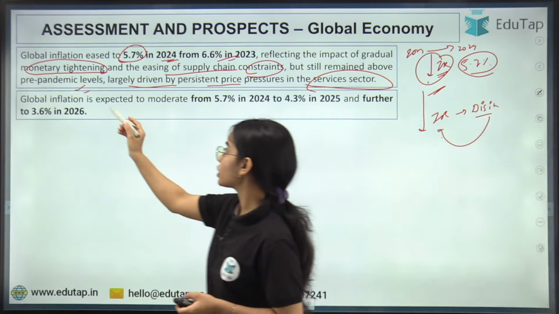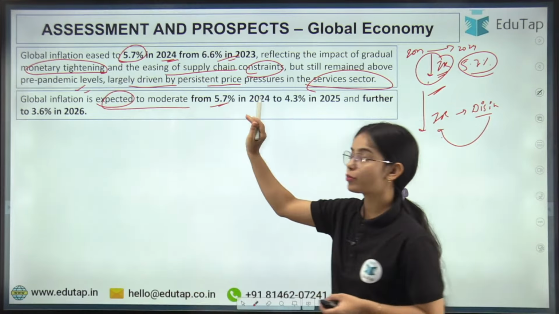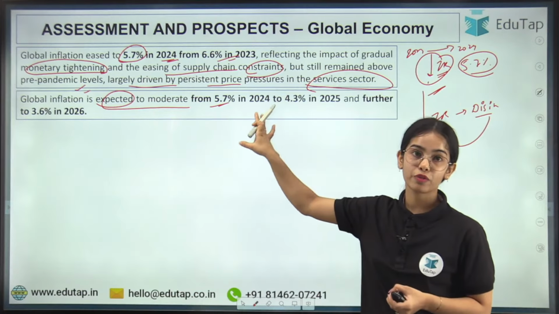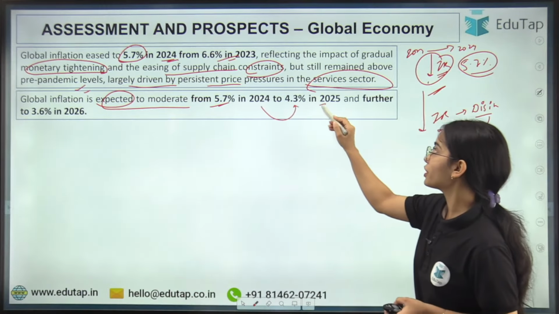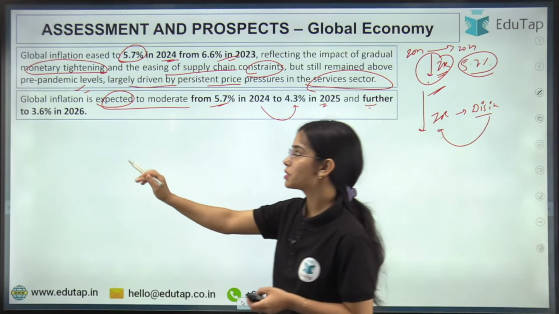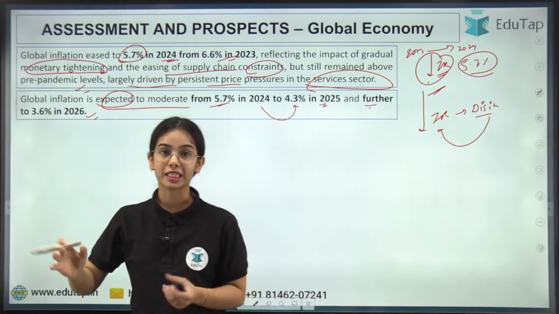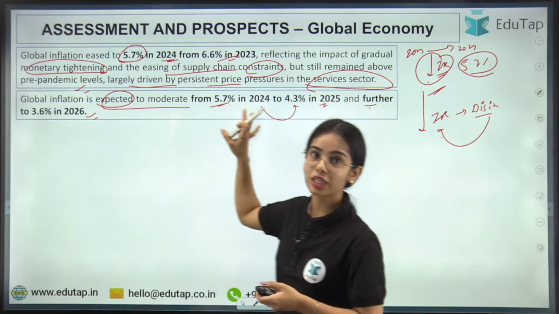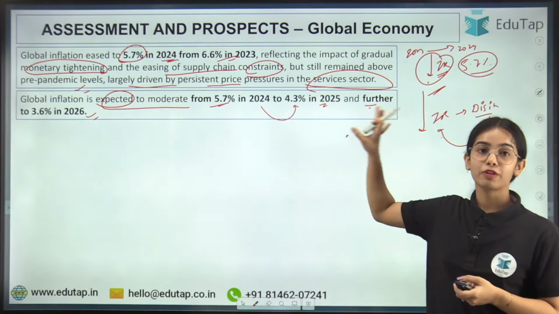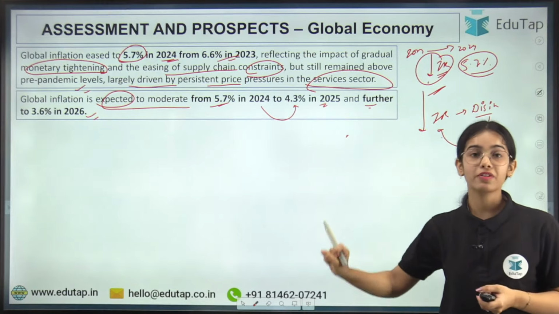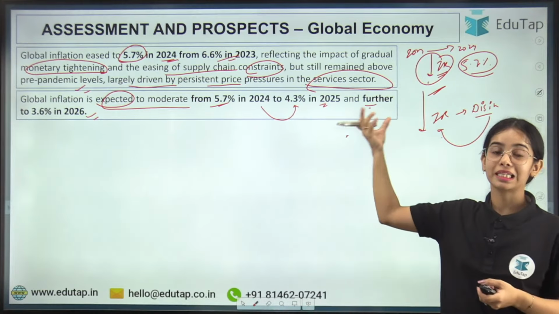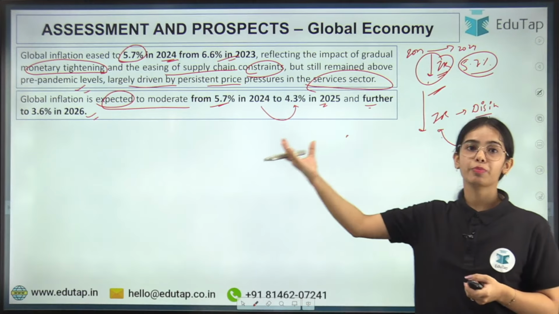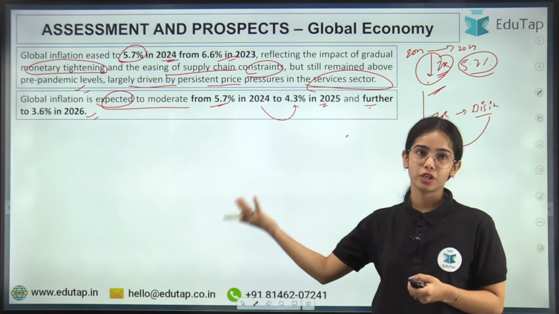Global inflation is expected to moderate from 5.7% in 2024 to 4.3% in 2025 and further to 3.6% in 2026. So it is projected that the inflation rate is going to decrease at the global level. That is good news. But if any problem comes in this decrease, that will create problems for global economic growth also.